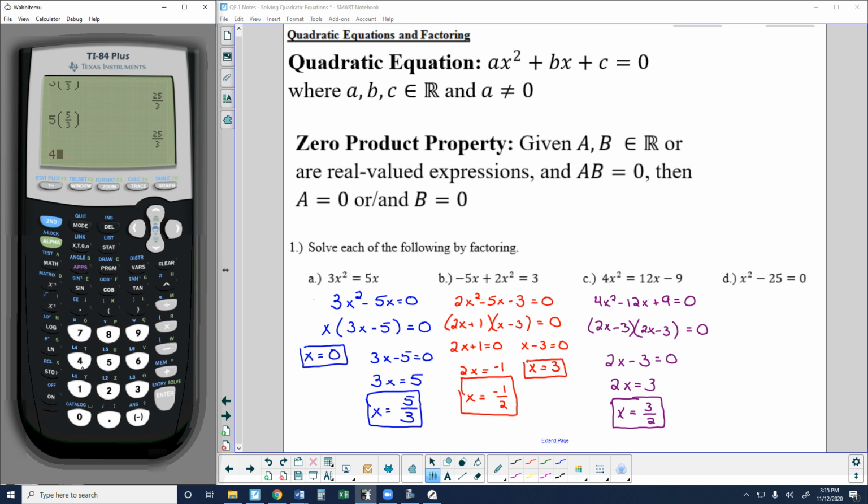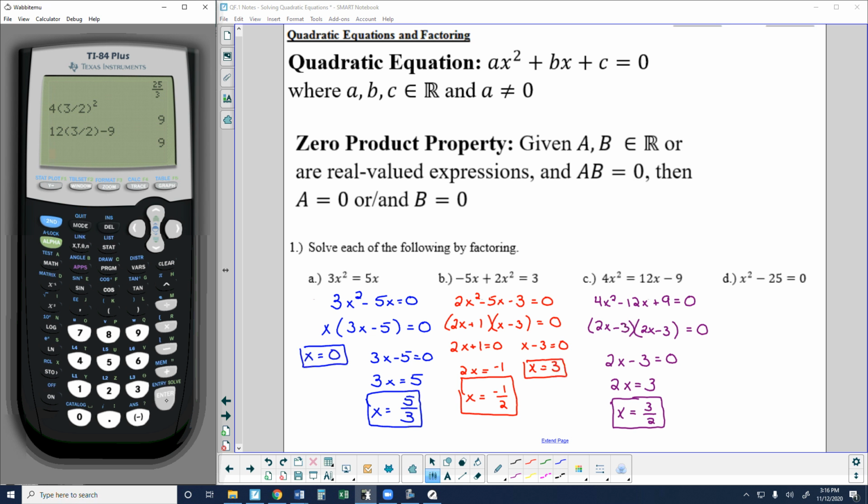And again, we could go back to the calculator and check this. So I'm going to go ahead and check this. 4 times 3/2 squared gives me 9. And then 12 times 3 halves minus 9 on the right side of the equation gives me 9. So 3 halves would leave this equation balanced.